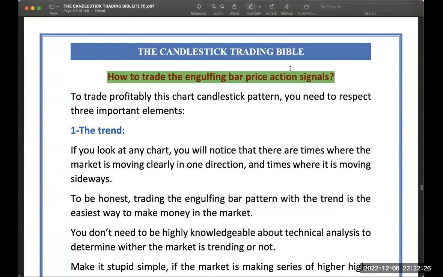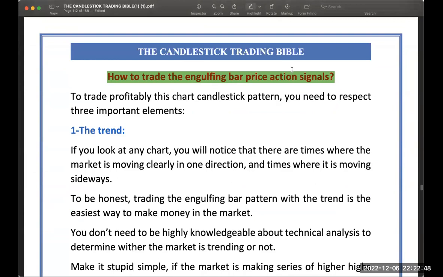So how to trade the engulfing bar price action signals. To trade this chart candlestick pattern profitably, you need to respect 3 important elements. The trend. If you look at any chart, you will notice that there are times where the market is moving clearly in one direction and times where it is moving sideways.